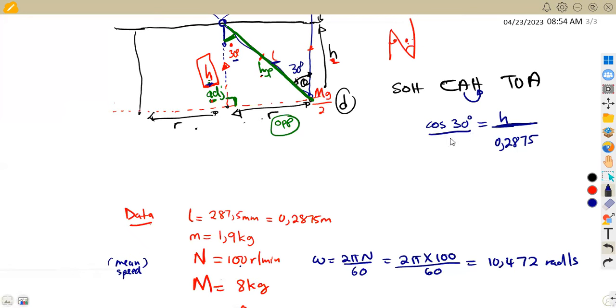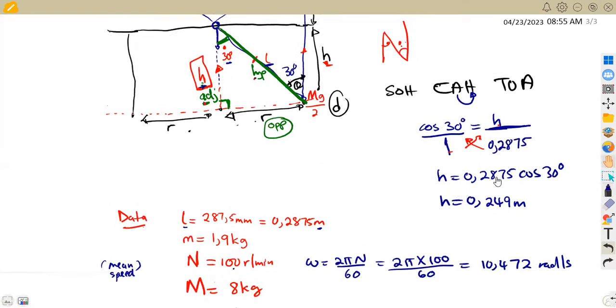So from this information, we can calculate H by cross multiplying, guys, from your mathematics. So 1 times H, this is H, which is equal to 0,2875 times the cosine of 30 degrees. That means we are going to have H in meters, since we used the length of the arm in meters. Our H in this case is going to give us 0,2485. If we round off to 3 decimals, it's going to be 0,249 in meters. Now you have the H.